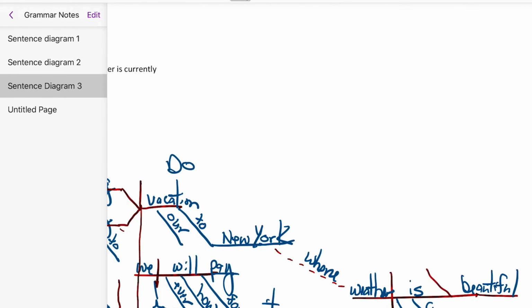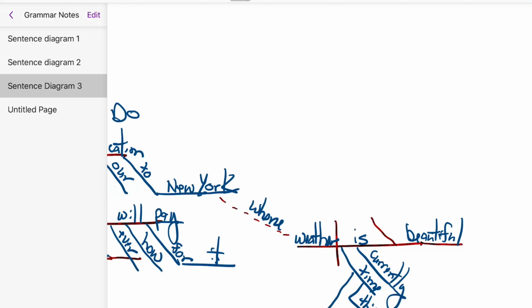Many of you identified where weather is currently beautiful this time of year as a subordinating clause, when actually it is a relative clause. So remember the main difference between a relative clause and a subordinating clause. A relative clause is an adjective clause, functions as an adjective. A subordinating clause will function as an adverb. So anytime you have a subordinating clause, it's either going to connect to a verb phrase, or it could also connect to a verbal being a to infinitive, a gerund, or participial phrase.